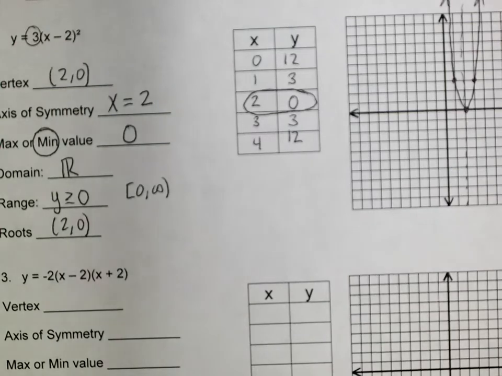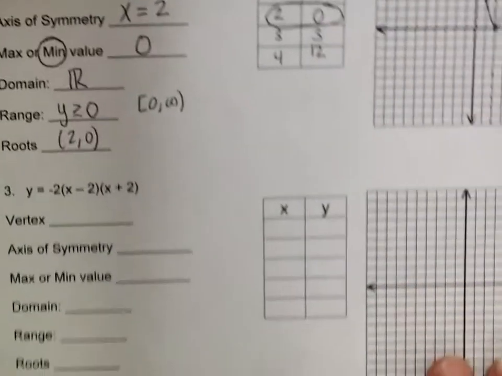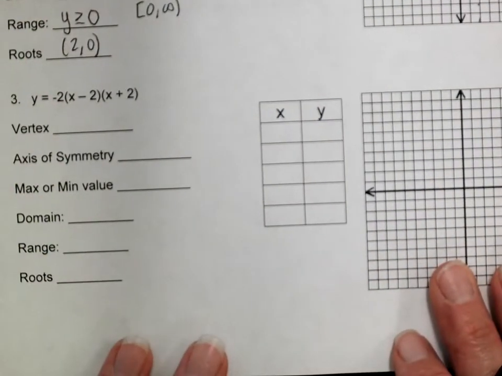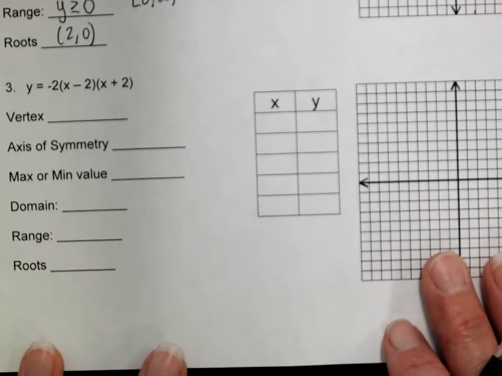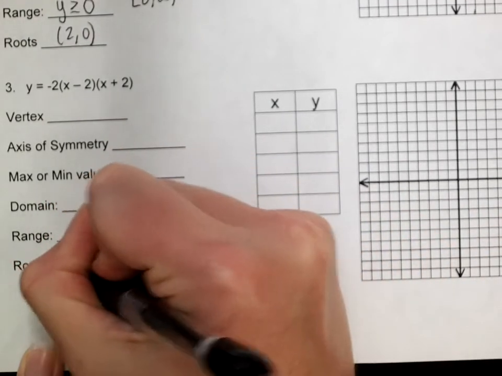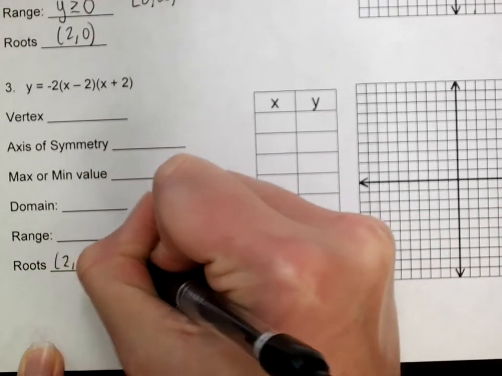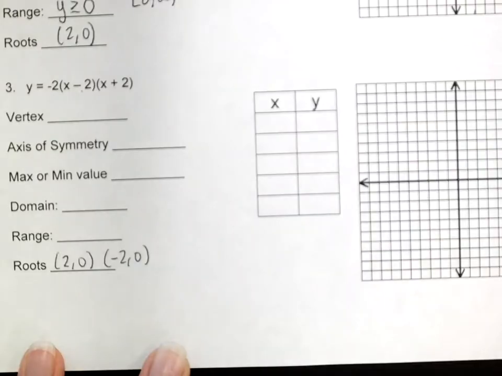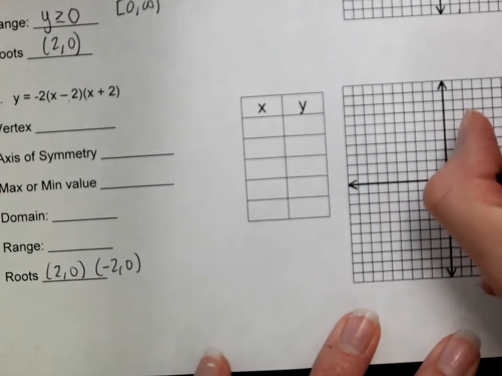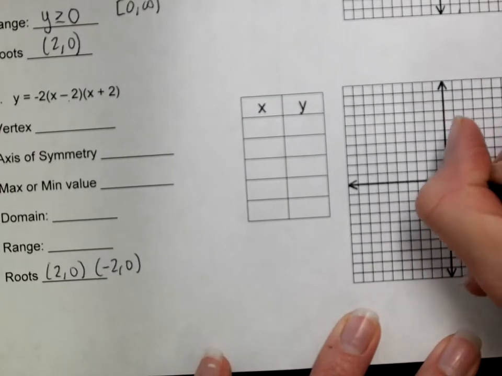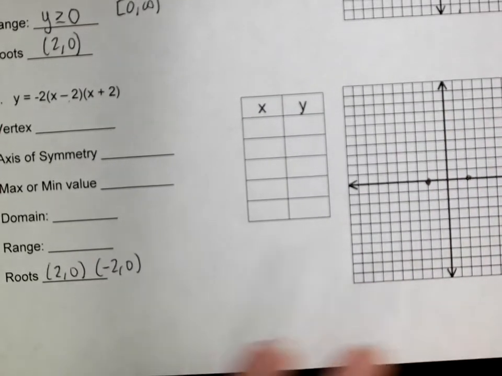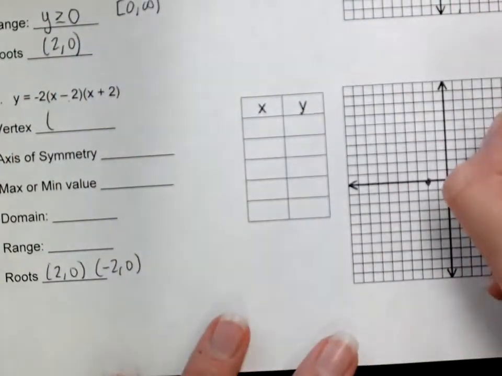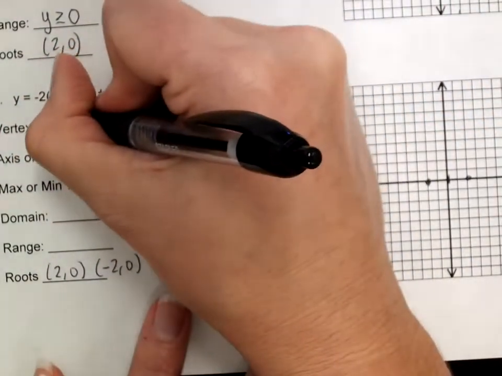Okay. Last example here. This one's in root form, so remember the very first thing, I already know that my roots here are going to be (2, 0) and (-2, 0), because remember you just change the sign on both of these, or find your solution there. So here's (2, 0) and (-2, 0). Remember the vertex is always going to be halfway in between those. So halfway in between is going to be 0.